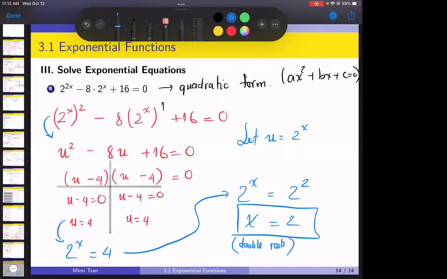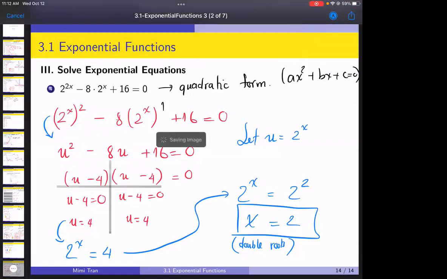Was it the hard one? I thought it's a good one. Is there any more question before I move on to 3.2? Yes. You don't have to. That's why I put double roots. If you don't write twice, you don't have to say double roots. Yay, we're done with 3.1.